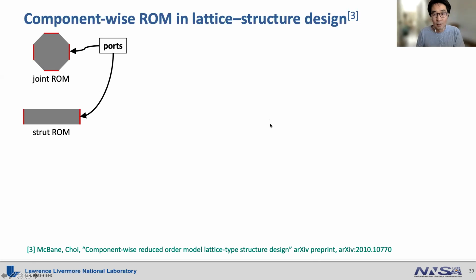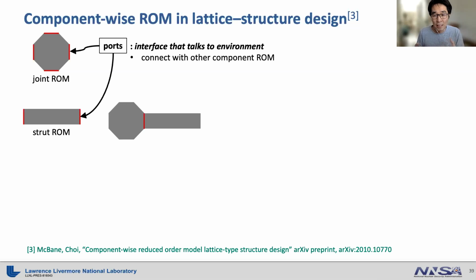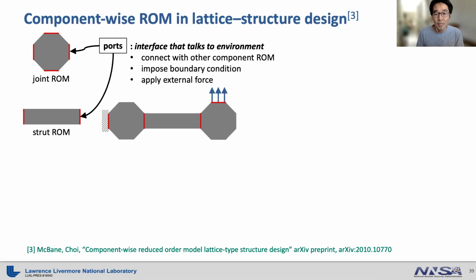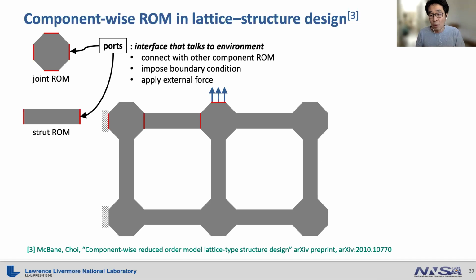And here the important concept, the ports, has to be introduced, which is an interface that talks to environments, and it connects with other component reduced total model. It can be used to impose the boundary conditions. And of course, you can add more components through an available port. It can be used to apply external force, and you can even rotate the component and attach it to the system, and attach many more as you wish to form your desirable system domain.